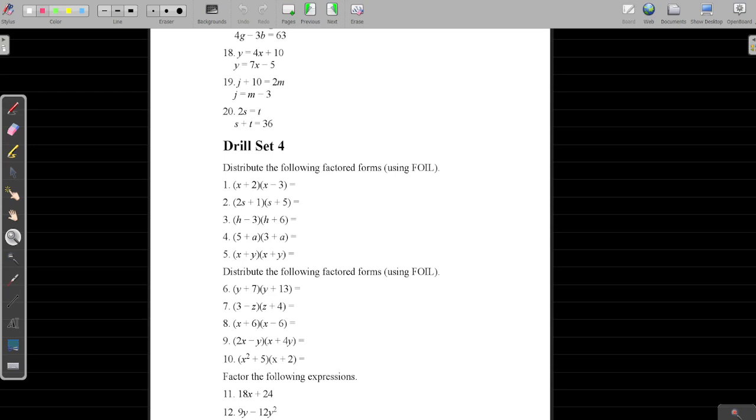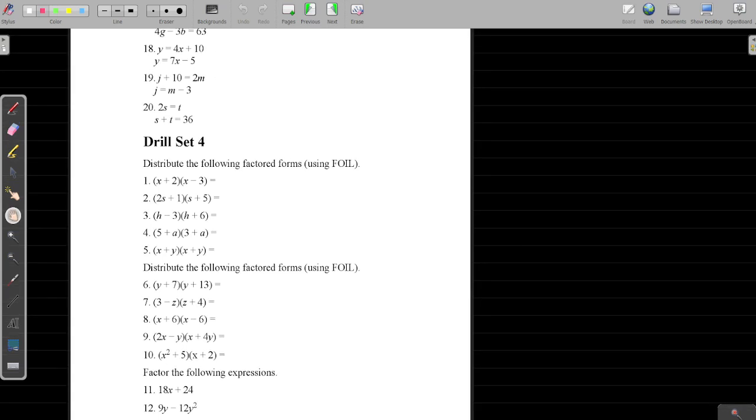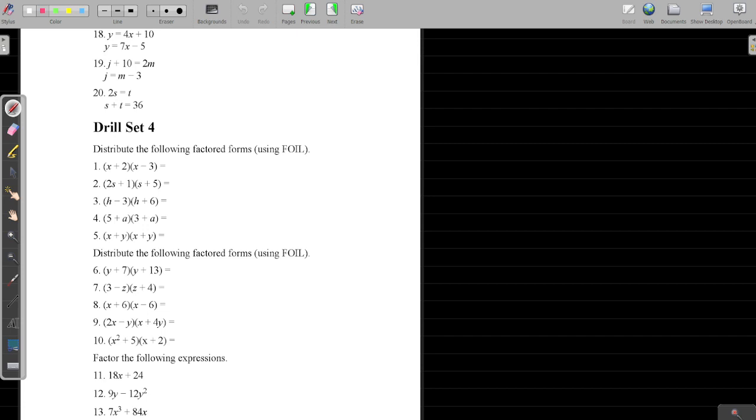Now we are going to solve drill set 4. So problem number 1 is here: x plus 2 multiplied by x minus 3. First you need to multiply this x with this x, then x square, then this x with minus 3, then minus 3x. This 2 with x, so 2x, and this plus 2 with minus 3, minus 6. So our answer will be x square minus x minus 6.